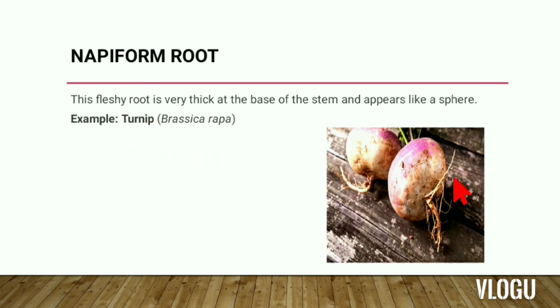Napiform root means the storage of the food material will be so much that the entire root becomes spherical in nature, bulbous and fleshy. And such examples are always found in turnip, which is Brassica rapa.